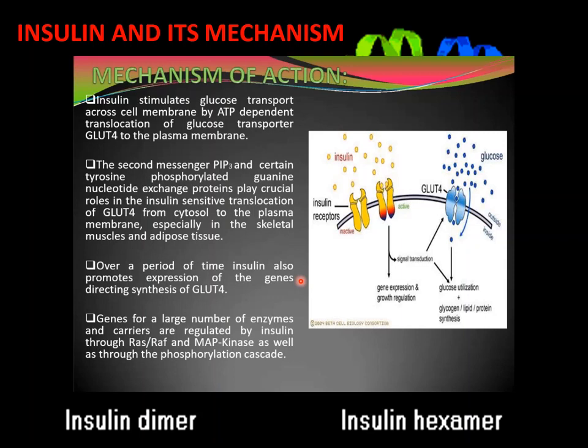Over a period of time, insulin also promotes expression of genes, directly in the synthesis of the GLUT2 gene. A large number of enzymes and carriers are regulated by insulin through RAS and RAF, through MAP kinase as well as through the phosphorylation cascade.